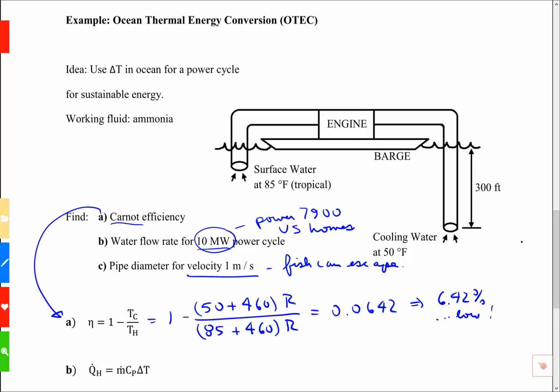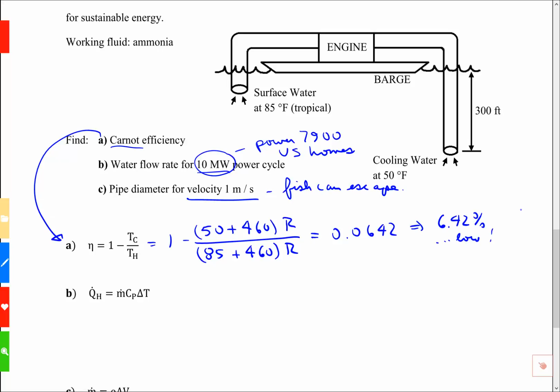All right, what's the heat rate? What's the water flow rate for a power cycle of a certain size? Well, the relationship between heat rate and mass flow rate of water through a heat exchanger is Q equals m dot Cp delta T. This would be from a heat exchanger. So we could solve that for m dot. M dot would be Q dot H divided by Cp delta T. Let's use a Cp value of 4180 joules per kilogram per Kelvin, but we need also the Q dot term.